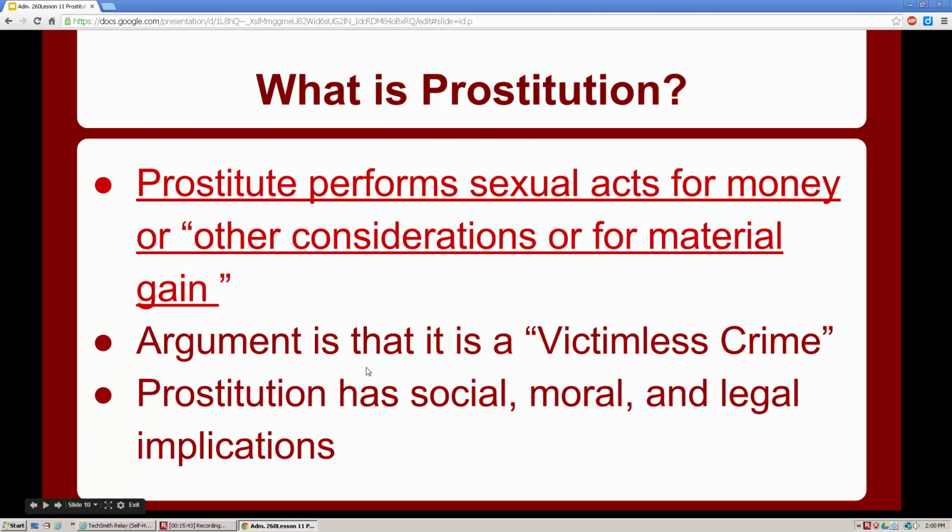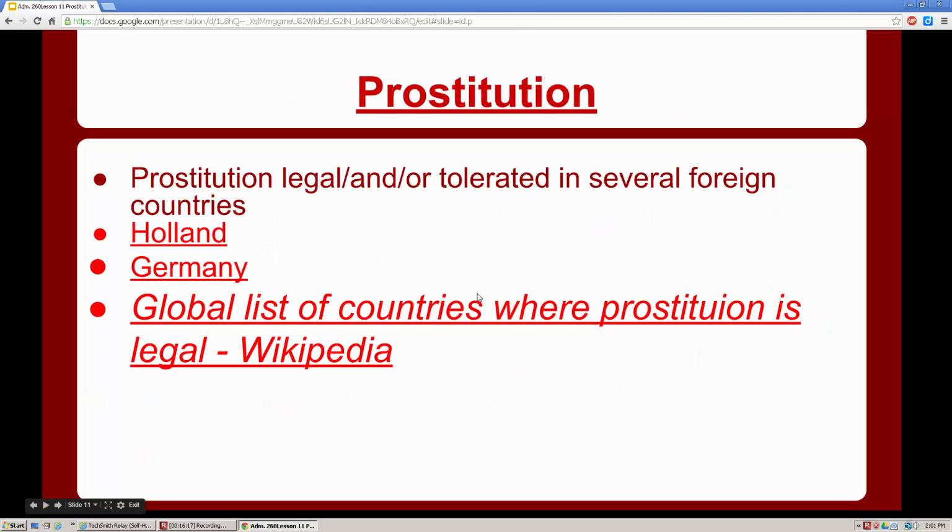So, what is a prostitute? In a nutshell, a prostitute performs sexual acts for money or other considerations or for material gain. That's basically what it boils down to when you look at the penal code. The argument is that it's a victimless crime, but you have to ask yourself, is it? We'll talk about this further in this presentation. But you have to remember, prostitution does have social, moral, and legal implications. We'll revisit this victimless crime topic in a little bit.